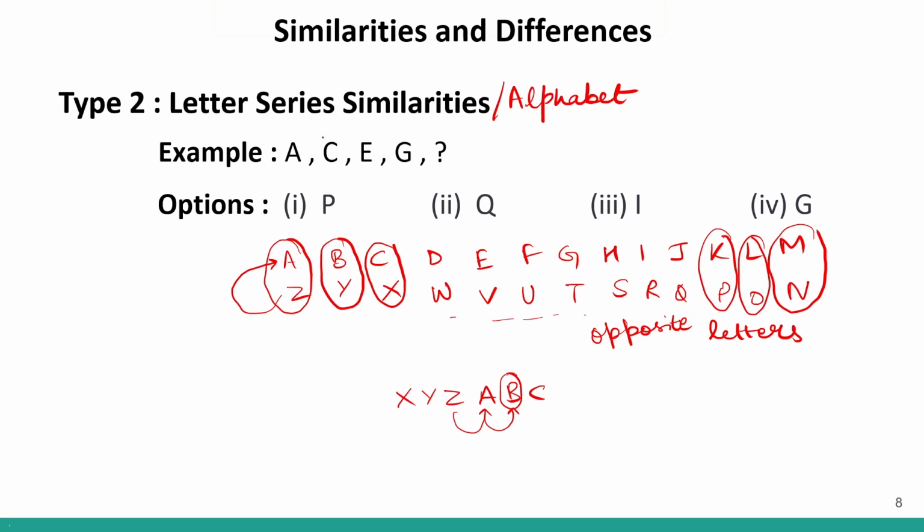If I give them forward ranks, A will be ranked at 1, C will be ranked at 3, E will be ranked at 5, and G will be ranked at 7. So I can see clearly there's an addition of 2 ranks. We are moving 2 ranks forward. 1 plus 2, 3, 3 plus 2, 5, 5 plus 2, 7. So here also we'll go 2 ranks forward, that gives us the 9th rank. And at 9th position we have I. So our answer will be option number 3, I. I will be the correct answer.